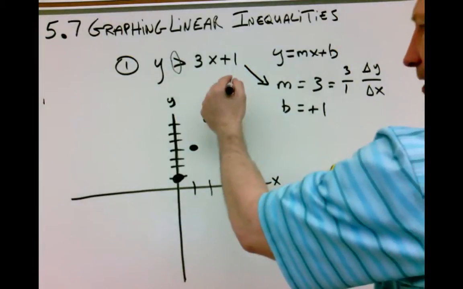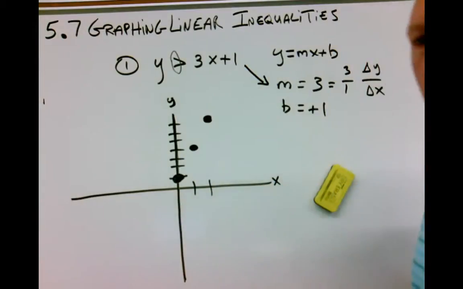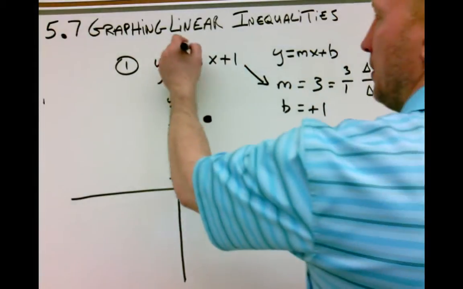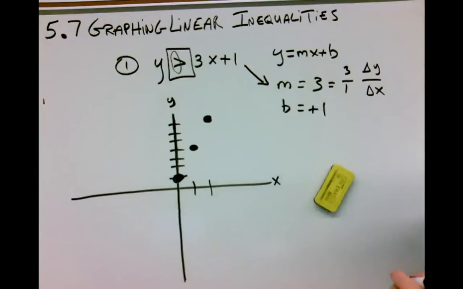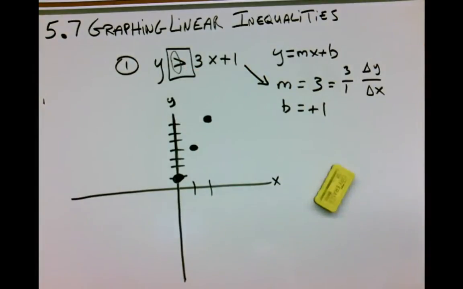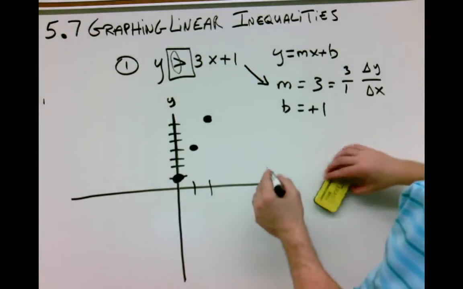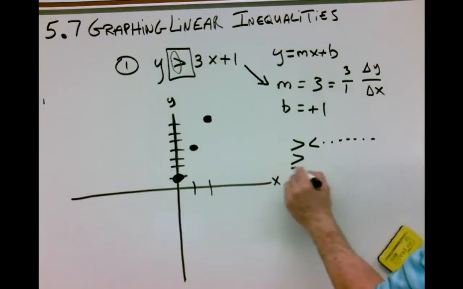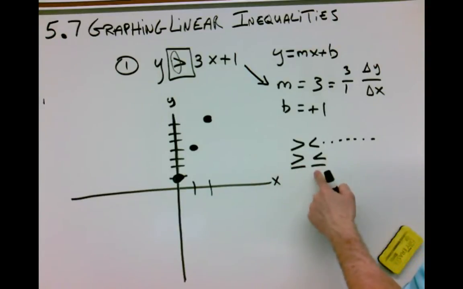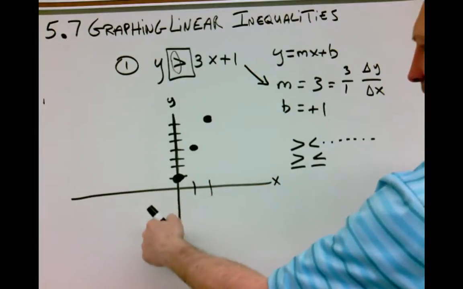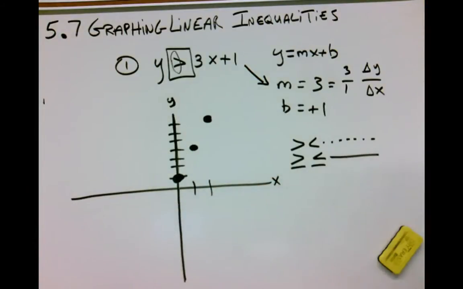Now normally I would make a nice, thick, dark, solid line, but I have to concentrate on my inequality. My inequality says that it's not equal to, it's only greater than. So when I have these two symbols, I'm going to have a dotted line. When I have these two symbols with the line underneath it, it means also to include all of the values on the line. So it's going to be a solid line.